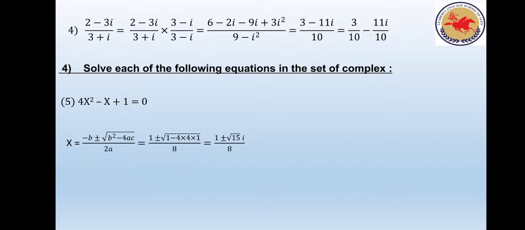Negative b positive or negative root of b power 2 minus 4ac, over 2a. And replacement: b is negative 1, a is 1, c is 1. After that, we calculate by calculator and we get the answer.